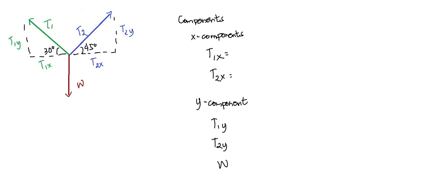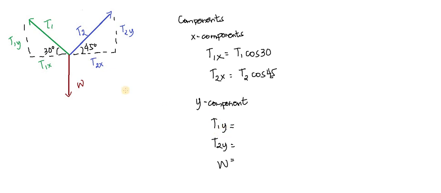Now let's write the values of these. Of course, we do not have the exact values, but we have our formulas for that. For us to solve for T1 sub X, that is the X component, that's cosine. So to solve this, it is T1 cosine of 30, right? And for T2 sub X, that's T2 cosine of 45 degrees, right?